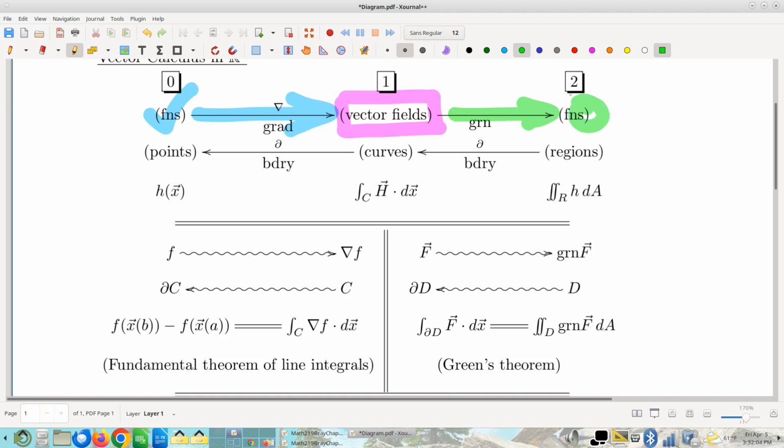They're also path independent. And path independent is a hard thing to represent on this diagram. Here's my best take. Path independent says that if you have 2 curves that have the same boundary points, namely they start and end at the same point, then you get the same value for the line integral.